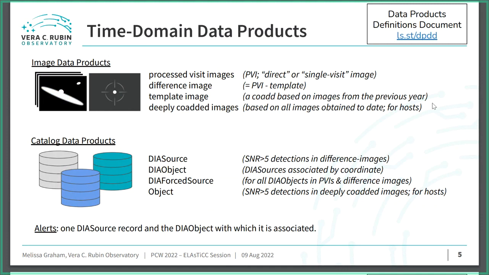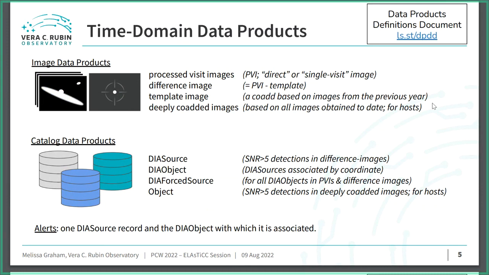Then there's the catalog data products, which I just spoke of too, the DIA source. Then there's also DIA object, where you have the source, which is a detection in a difference image at a certain time in a certain filter. But the DIA objects are associations of DIA sources. So that's at a certain location of sky where you've seen multiple DIA sources appear. We collect those together and they're stored as a DIA object.